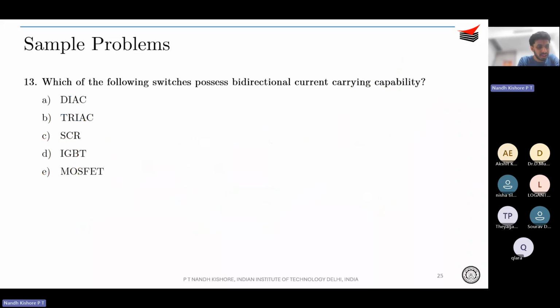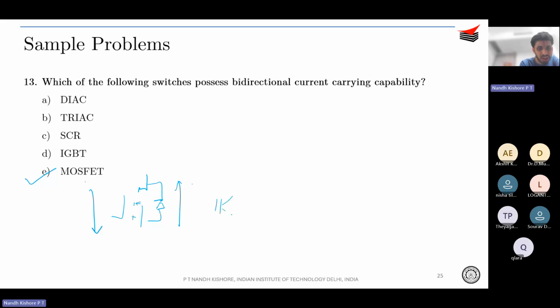Okay, so this is another simple question. Which of the following switches possess bidirectional current carrying capability? Diac, triac, SCR, IGBT, and MOSFET. So you know that MOSFET can conduct bidirectional current. We just saw it, right? So by this, IGBT cannot conduct bidirectional current.